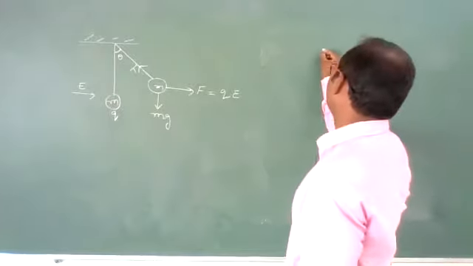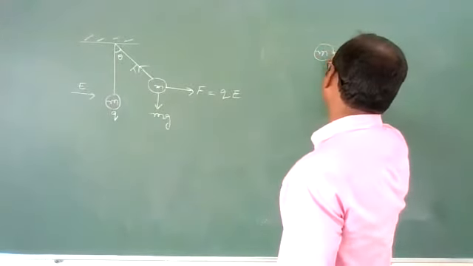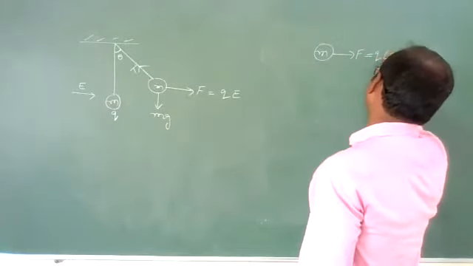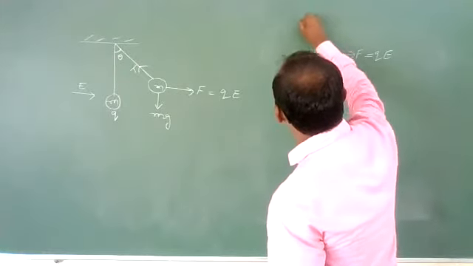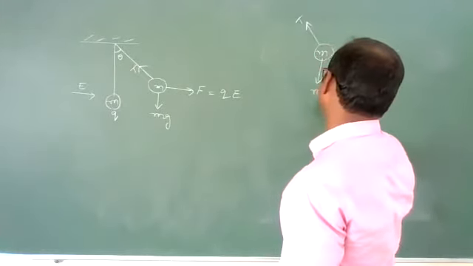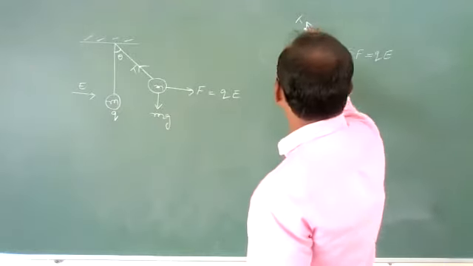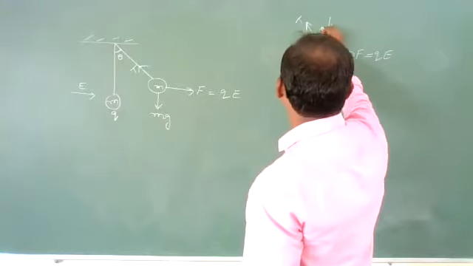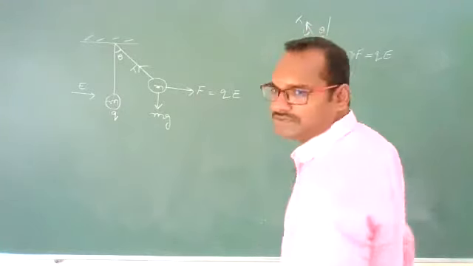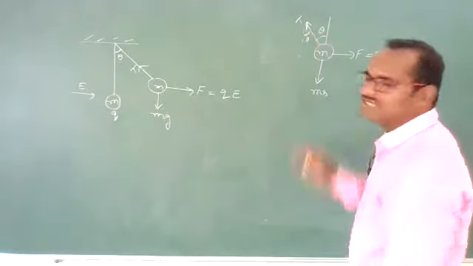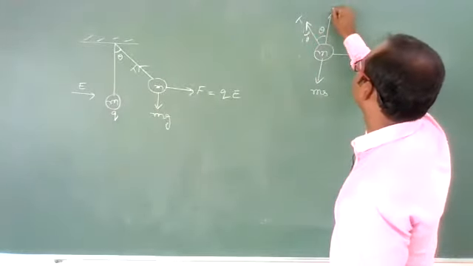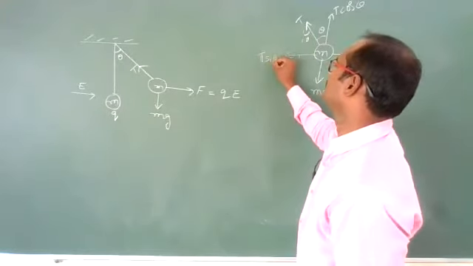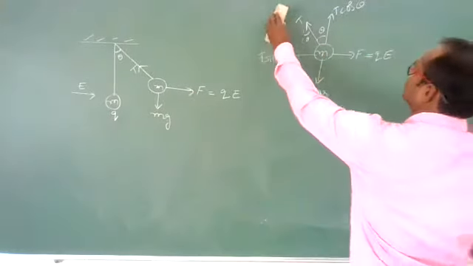So, on this body of mass m, a force is acting in this direction, that is QE, and tension is acting like this, and this is mg. Clear? With the vertical, this is theta, then this is also theta. Now this T can be resolved into two components. One is T cos theta here, another one is T sin theta here.